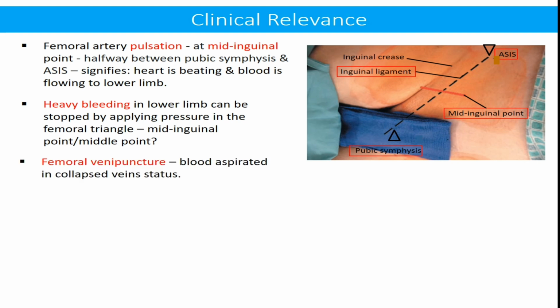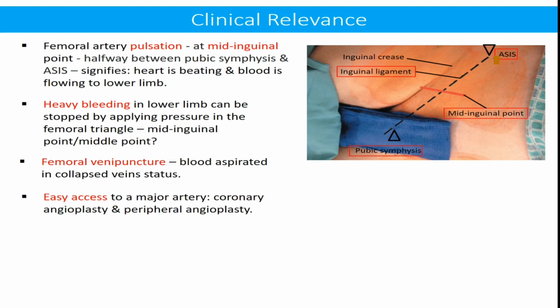Blood is also aspirated in collapsed status of veins, and this procedure is named as femoral venipuncture. This artery is an easy access to a major artery, such as in the procedures of coronary angioplasty and peripheral angioplasty.